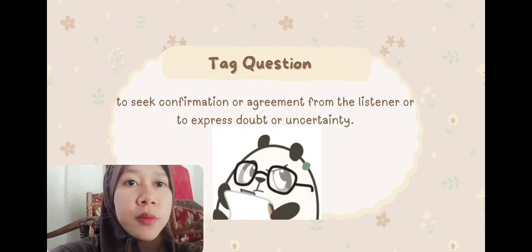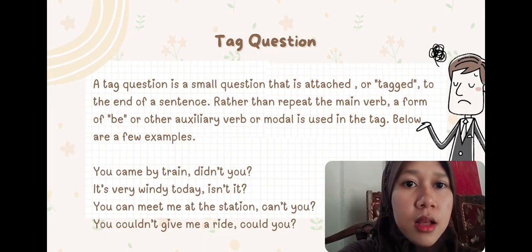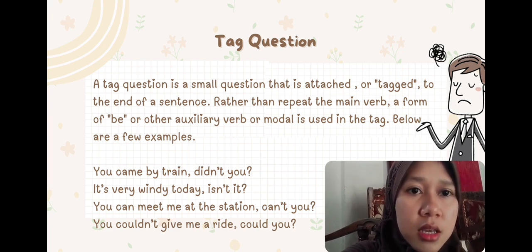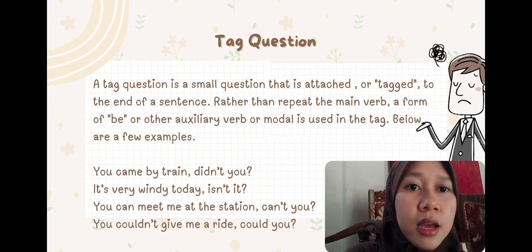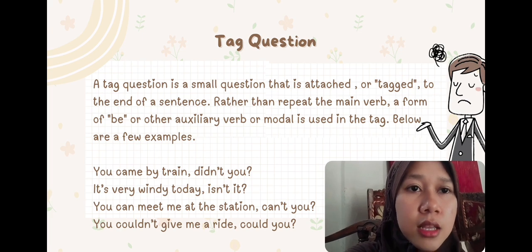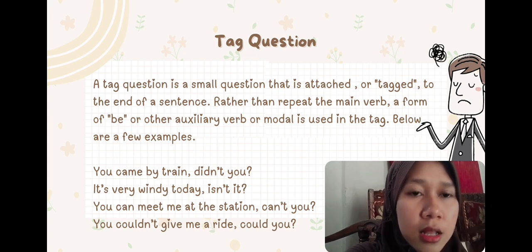Tag questions seek confirmation or agreement from the listener or express doubt or uncertainty. Jadi, pertanyaan tag bertujuan untuk mencari konfirmasi atau persetujuan dari pendengar atau untuk mengungkapkan keraguan atau ketidakpastian. A tag question is a small question that is tagged to the end of a sentence. Rather than repeat the main verb, a form of be or other auxiliary verb or modal is used in the tag. Jadi, pertanyaan tag adalah pertanyaan yang dilampirkan di akhir kalimat, dan bukannya mengulang kata kerja utama, bentuk to be atau kata kerja bantu lainnya, seperti modal, digunakan di dalam tag.